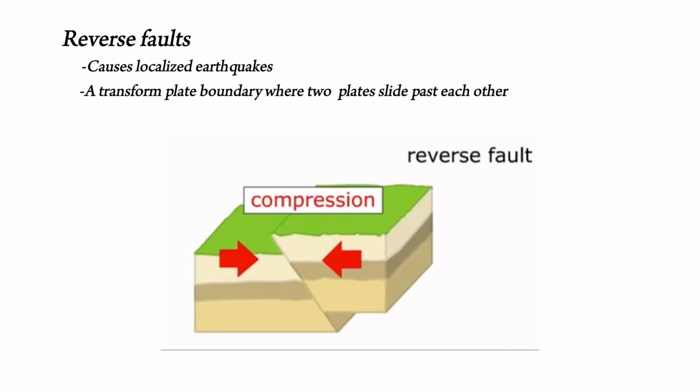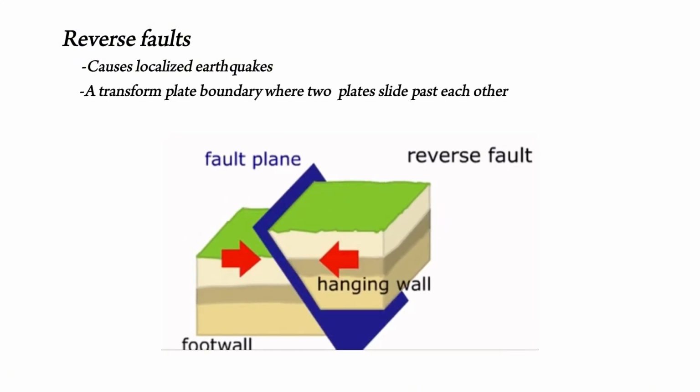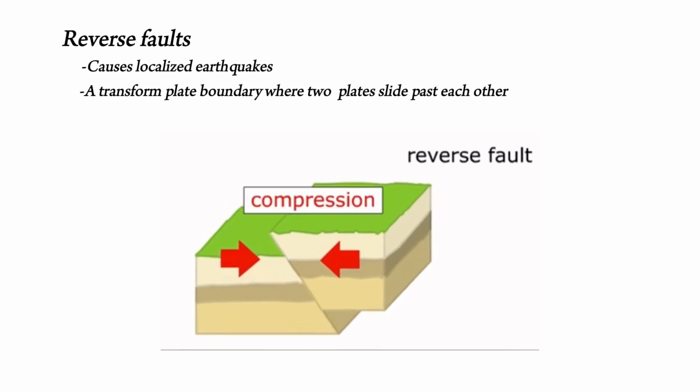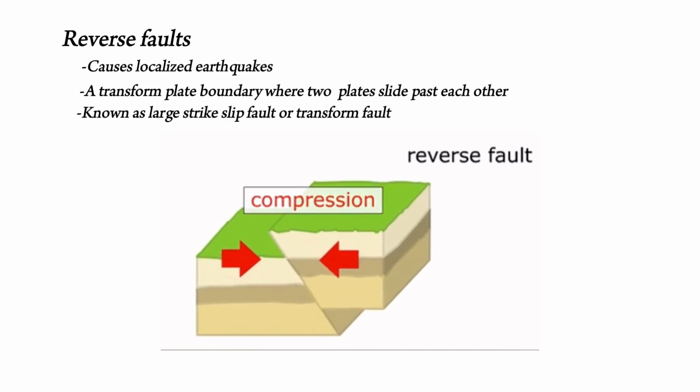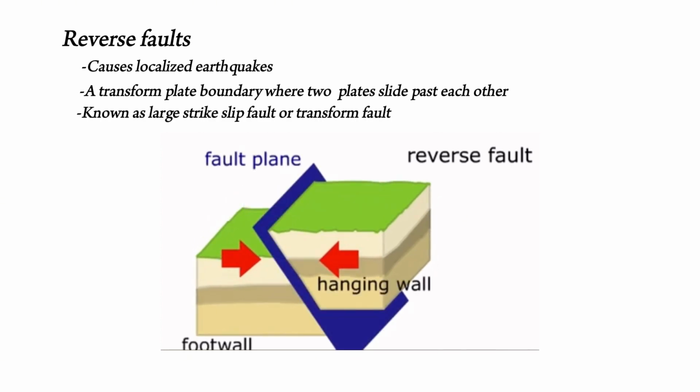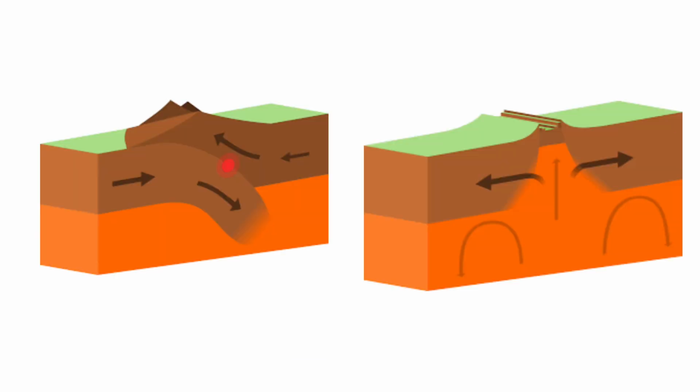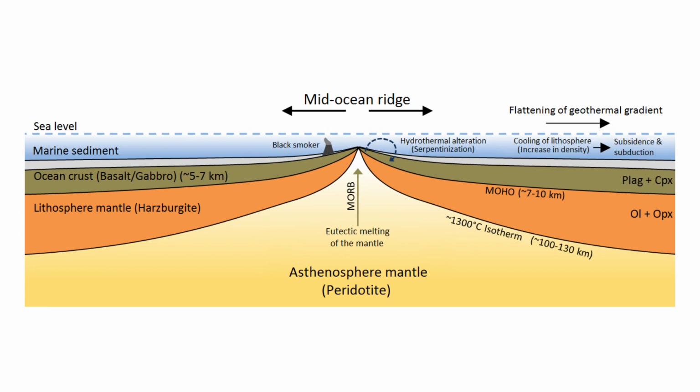A transform plate boundary is where two plates slide past each other, similar to a strike-slip fault. Thus, this sort of boundary is also known as large strike-slip faults or transform faults. In contrast to convergent and divergent borders, the crust fractures but no material is generated or destroyed. A deeper look at the mid-oceanic ridges reveals that they are not continuous but rather composed of discrete pieces connected by transform faults, directed perpendicular to the ridge's axis.